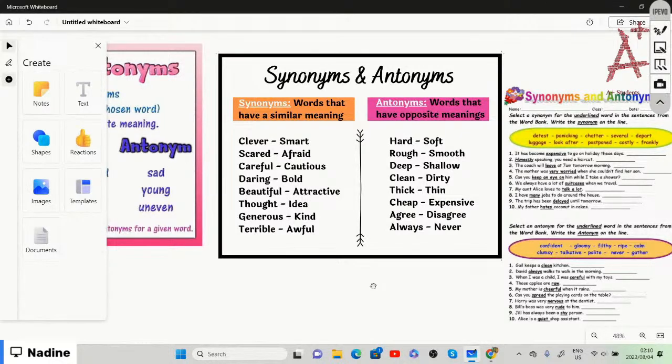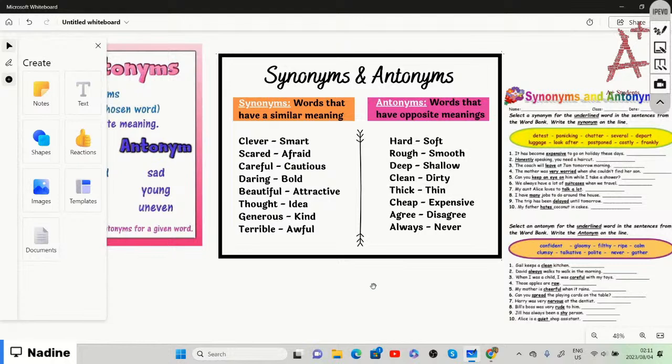Then we have antonyms, and antonyms are words that have opposite meanings. For example, if something is hard, the opposite of hard is soft. And then rough, the opposite of rough is smooth. And then deep: I swam in the deep pool, but the opposite of deep is shallow. It's not deep, it's shallow, almost close to the surface.